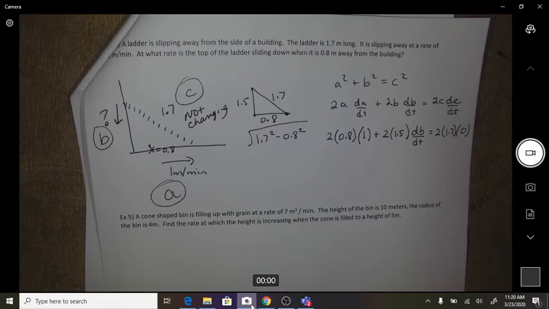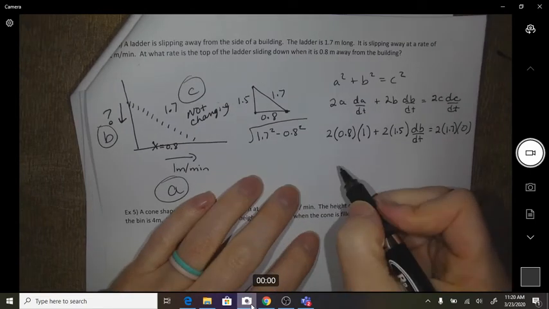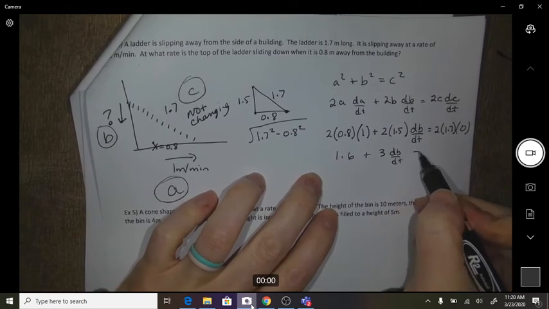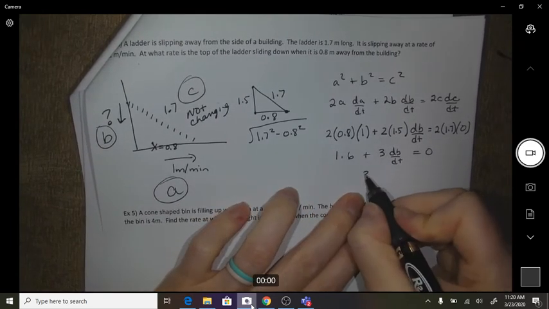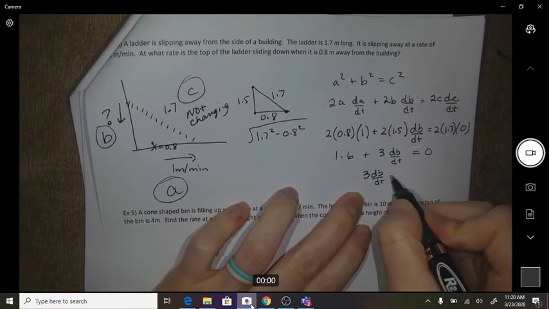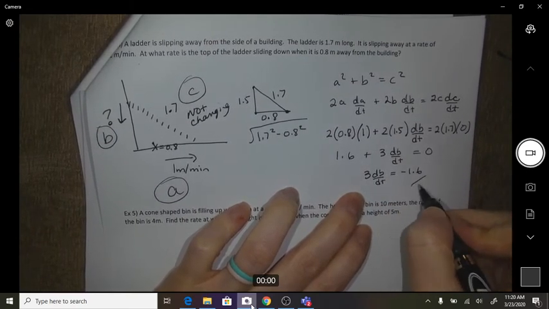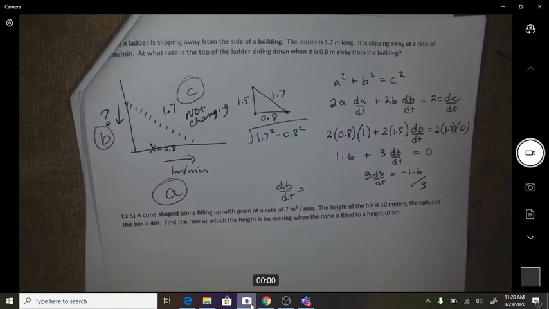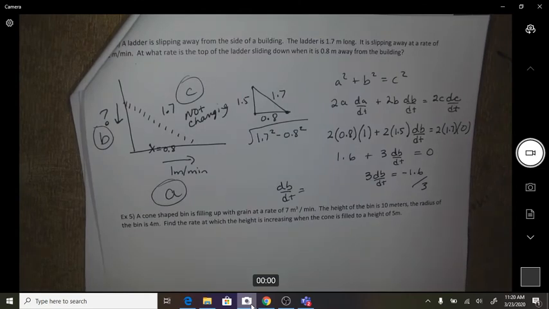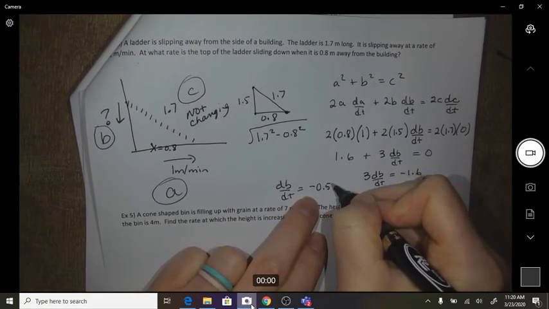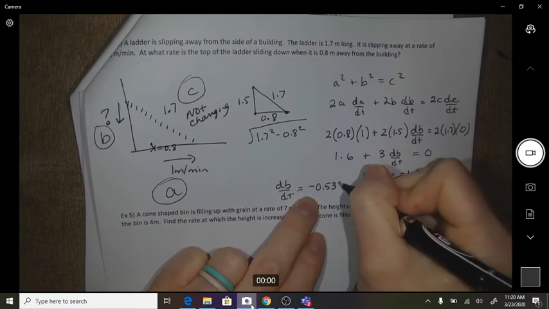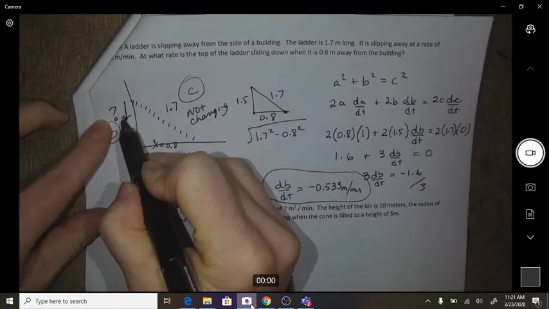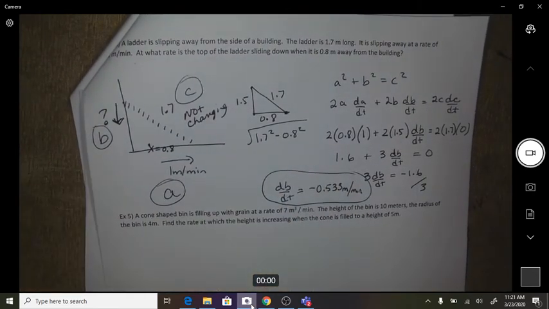Okay, so 2 times 0.8 is 1.6 plus 3. This whole side will equal 0. So I'm going to move that over, and then we're going to divide by 3. So negative 1.6 divided by 3 is negative 0.533 meters per minute. So that is how that is changing. It's going down.